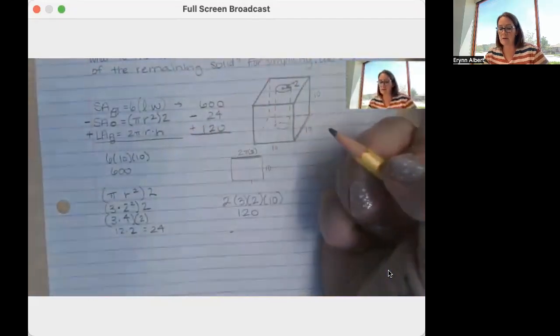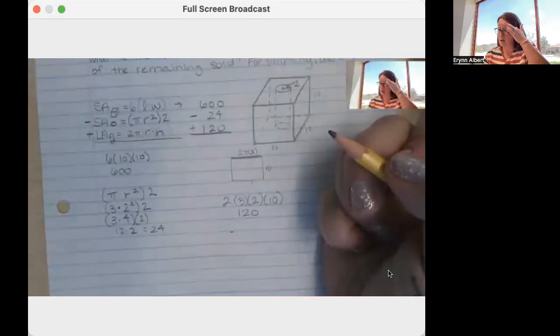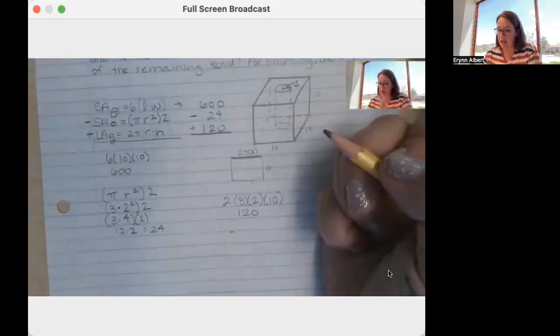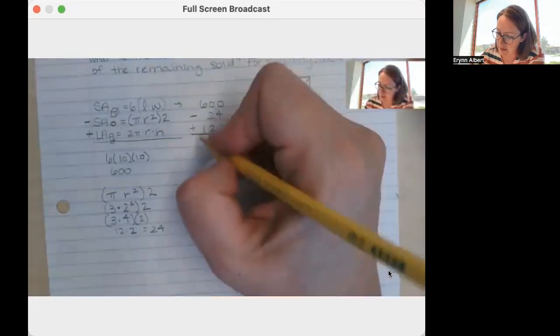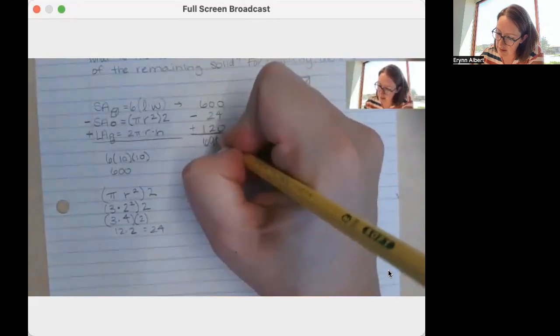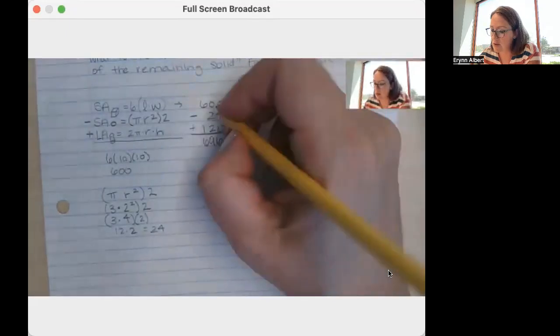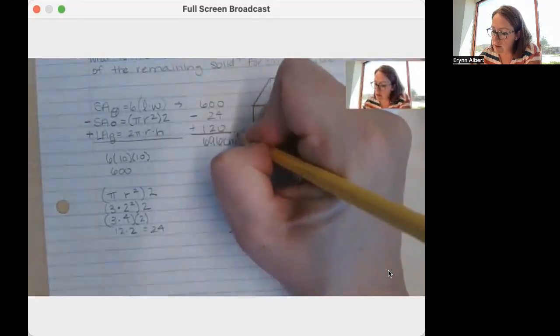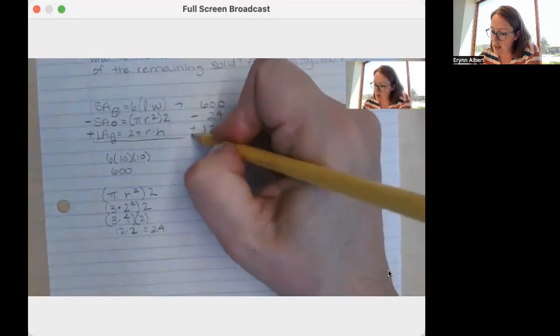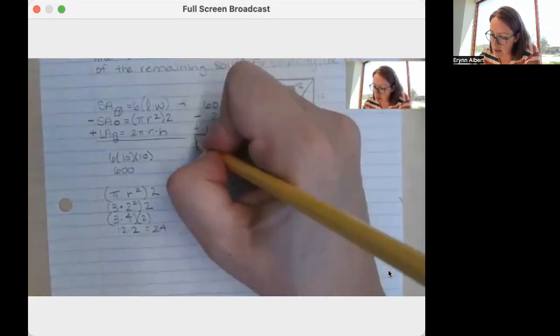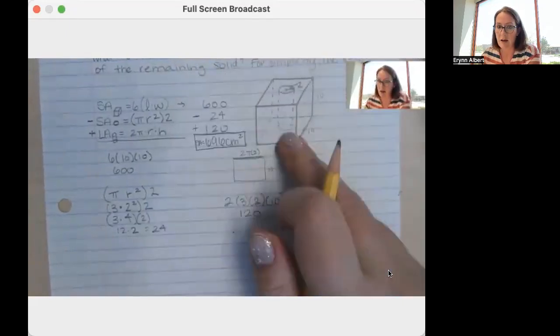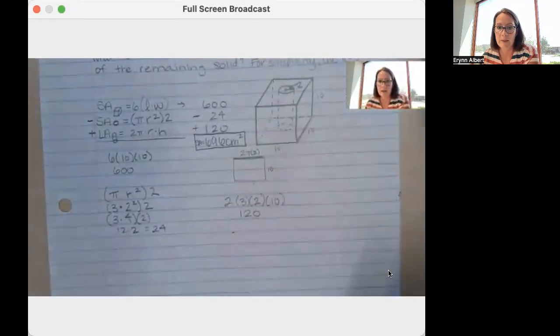All right, what do we think so far? If we add all these numbers together, we're going to get 696. And then we need the units. When we're talking about area, it's always squared. So centimeters squared. So this is going to be the surface area of this figure here.